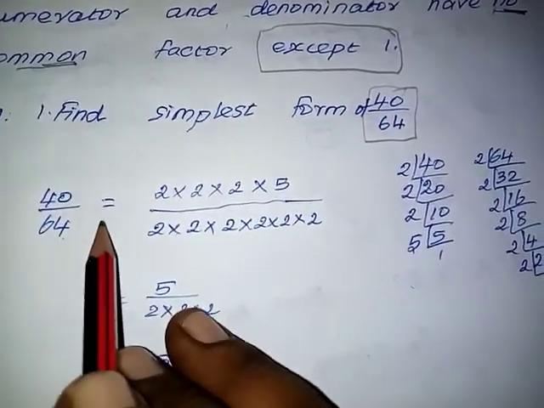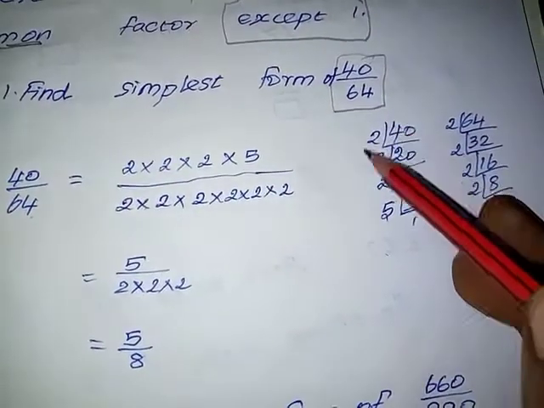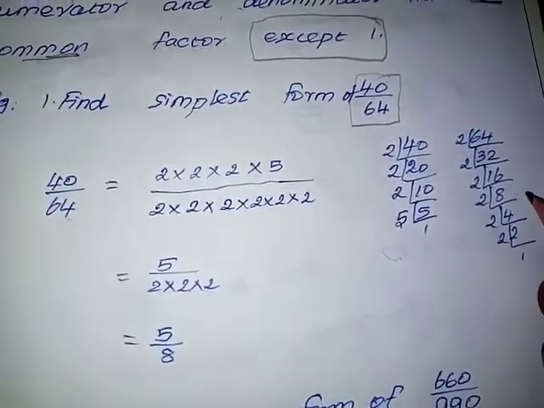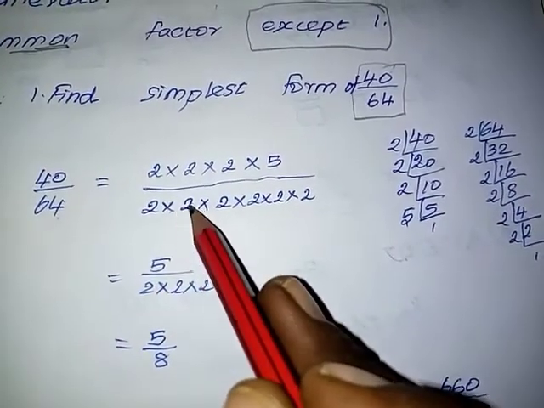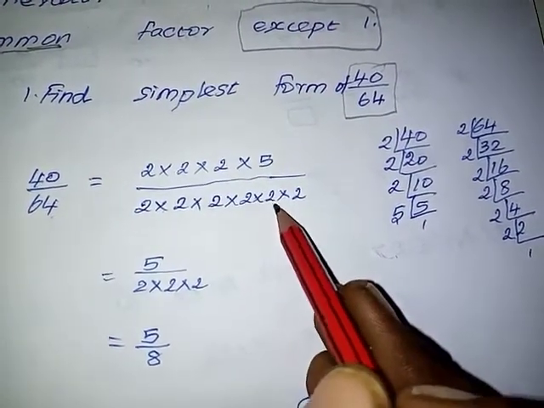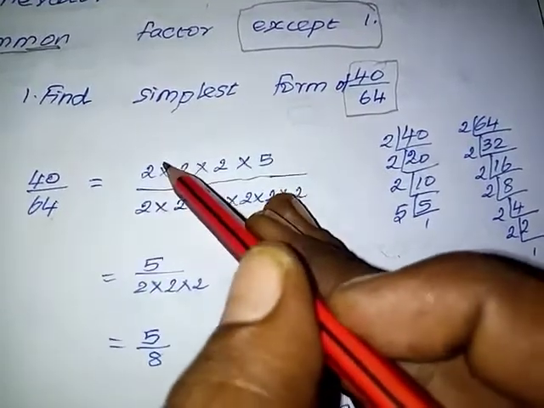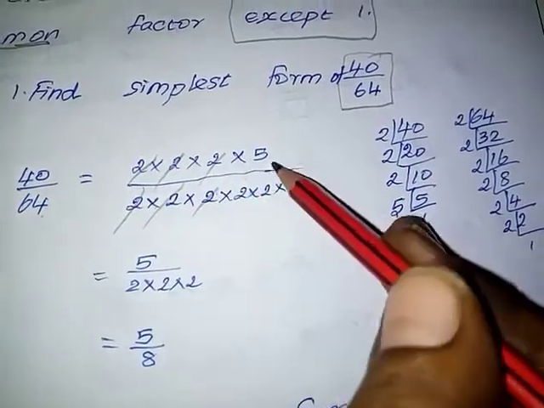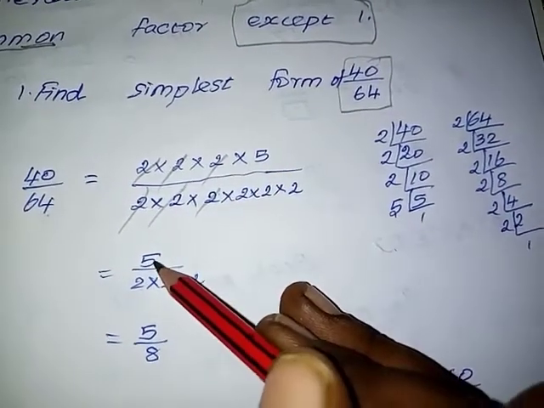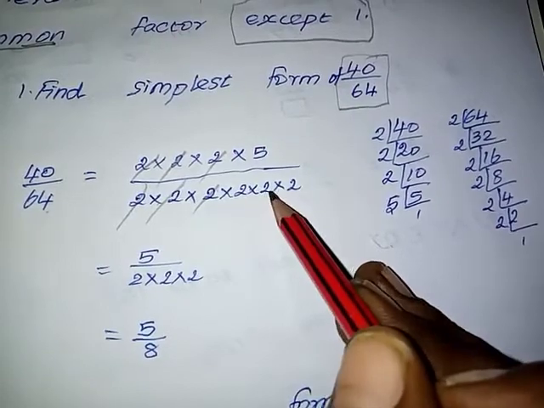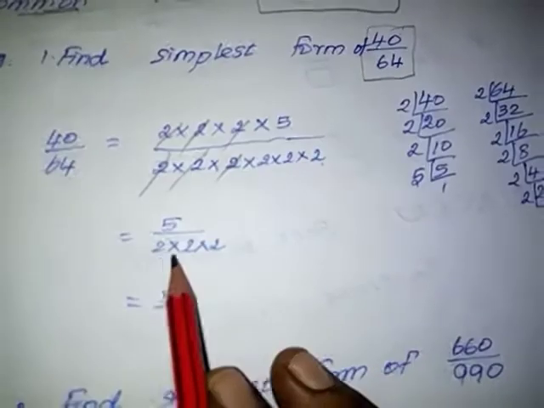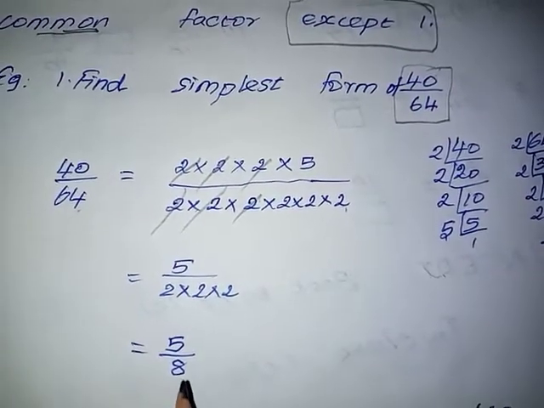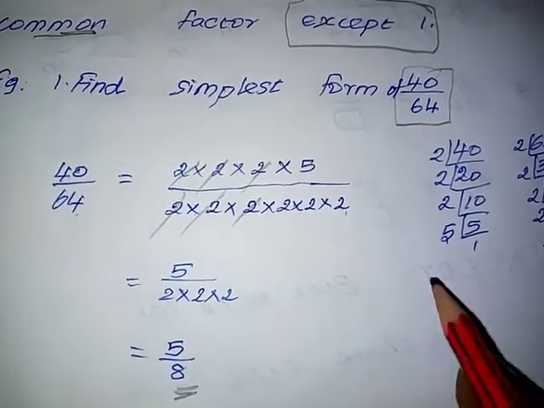Now 40 by 64 equal to the prime factors of 40, so 2 into 2 into 2 into 5, and the prime factors of 64, 2 into 2 into 2 into 2 into 2 into 2. So we have to remove the common factors here. So 2, 2, 2. So remaining in the numerator is 5. Remaining in the denominator is 2 into 2 into 2. So 2 2s are 4, 4 2s are 8. So 5 by 8 is the required simplest form of the given fraction.